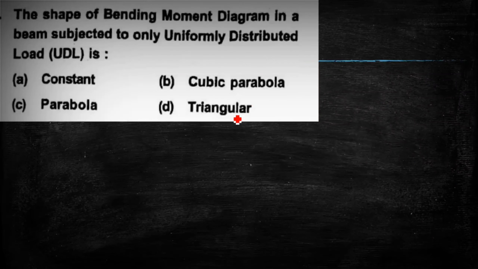In case of uniformly distributed load, the SFD is triangular, then BMD will be constant, cubic parabola or triangular. As we know, there is always one increment in degree for SFD and BMD. If SFD is of degree n, then BMD will be of degree n plus 1. So in case of uniformly distributed load, the SFD is triangular, so BMD will be parabola. Suppose if SFD is parabola, in that case the BMD will be cubic parabola.